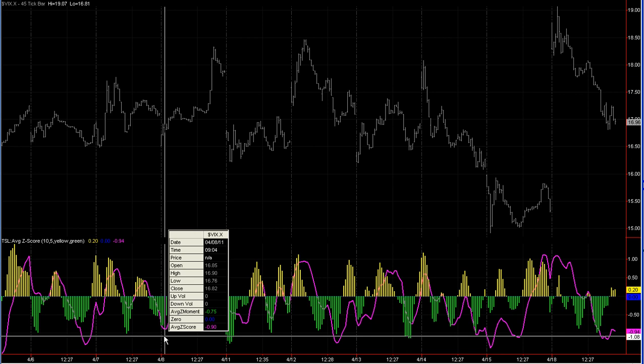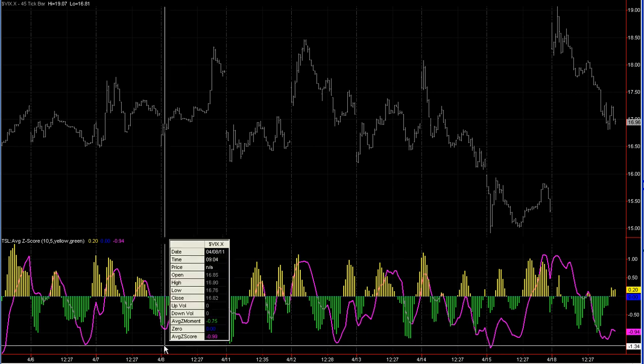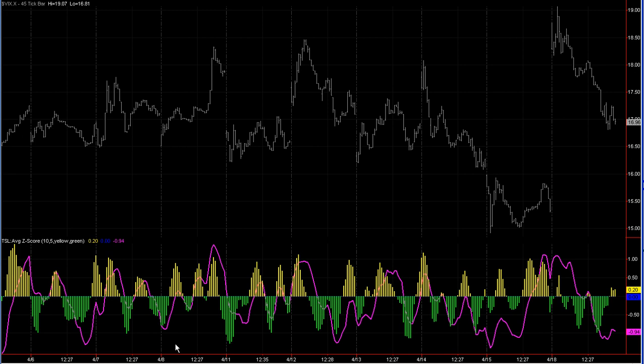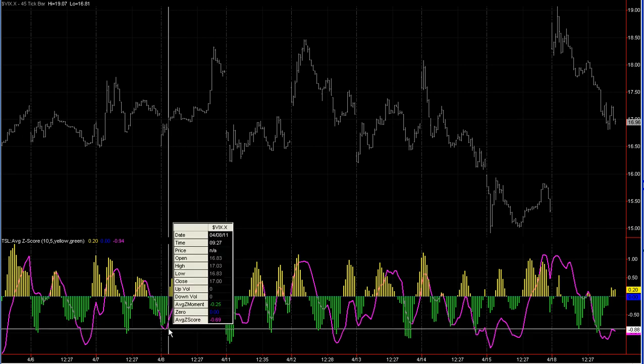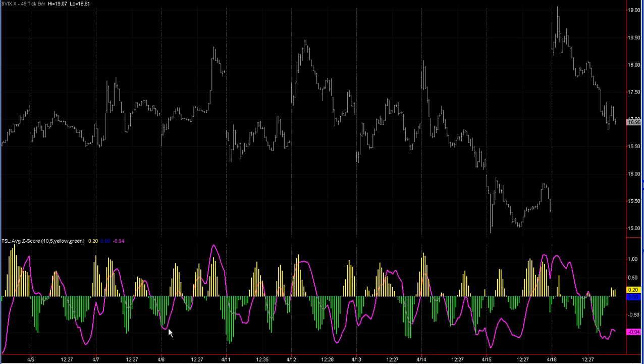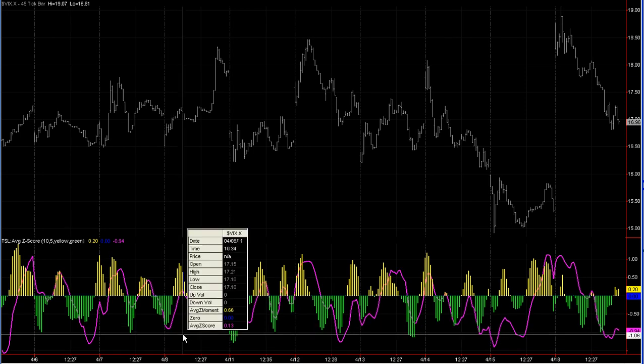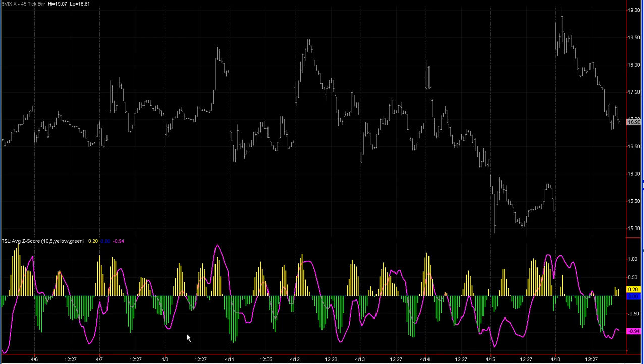So here, for example, it's very obvious that we're below the zero line, so we don't want to be trading in the wrong direction. Now keep in mind, below the zero line is bullish. Alright? Below the zero line is bullish. Above the zero line is bearish. Okay? So in this case, when we're in the green, we're long. Yellow, we're short. And we're trading in the direction of the slope of the Z-score.